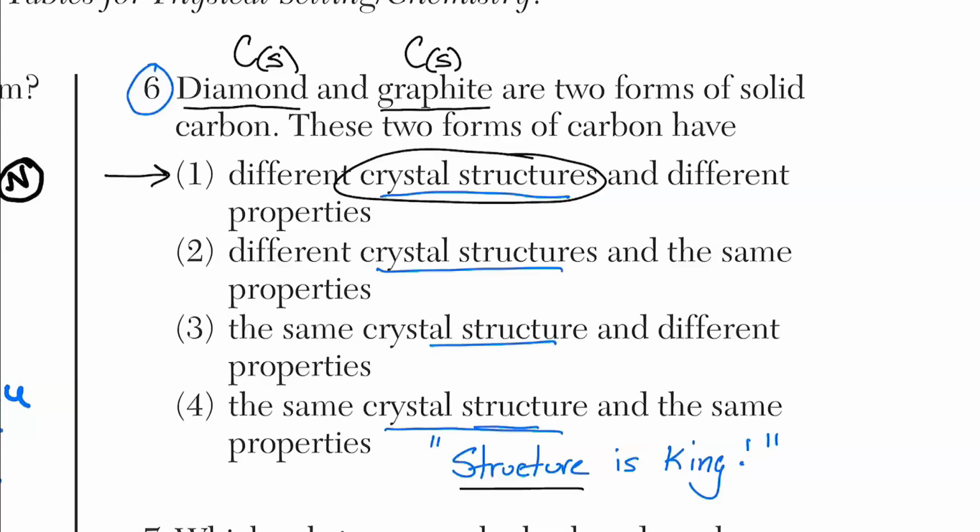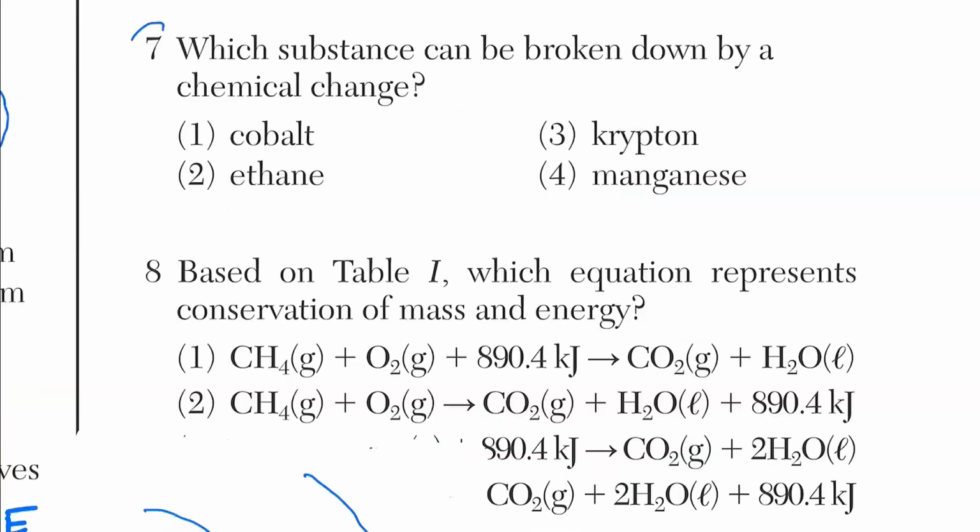Okay, so these are called allotropes. Okay, but nonetheless, this is a classic question that comes up a lot. All right, structure is king. Change the structure, change the properties. On to number 7. Number 7, which substance?